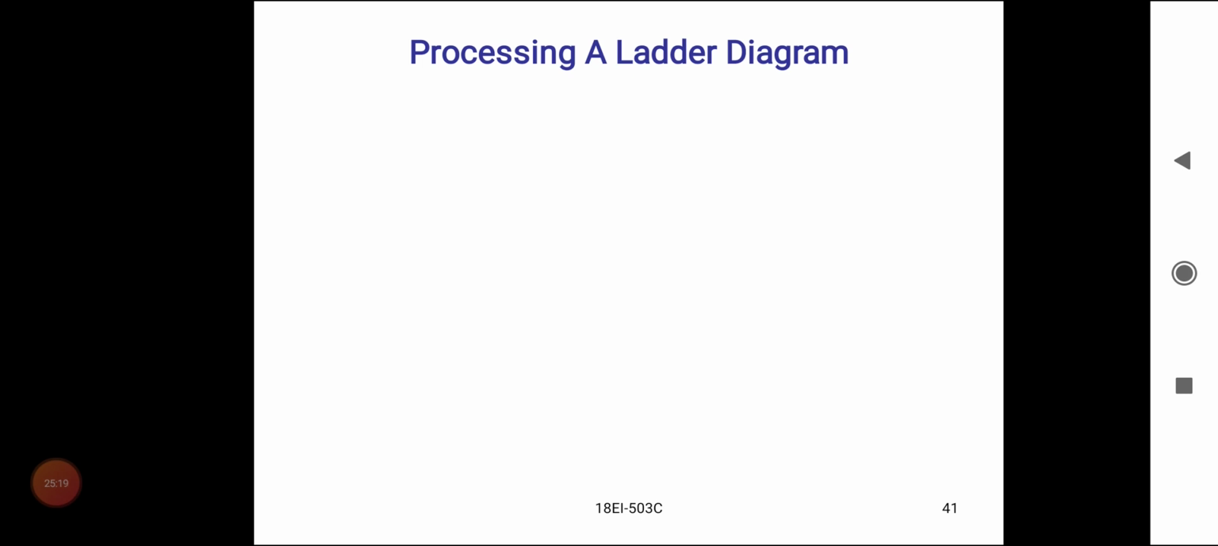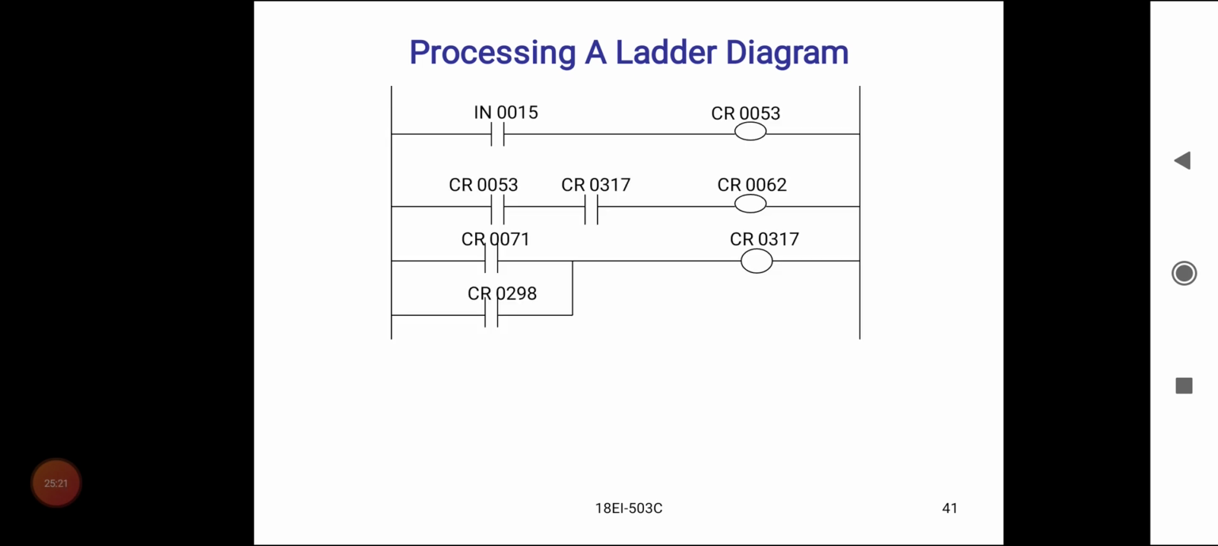Processing a ladder diagram. IN0015 is an input contact push button. CR0053 is an output device. When CR0053 is energized in series with CR0317, then CR0062 is energized, output is energized.